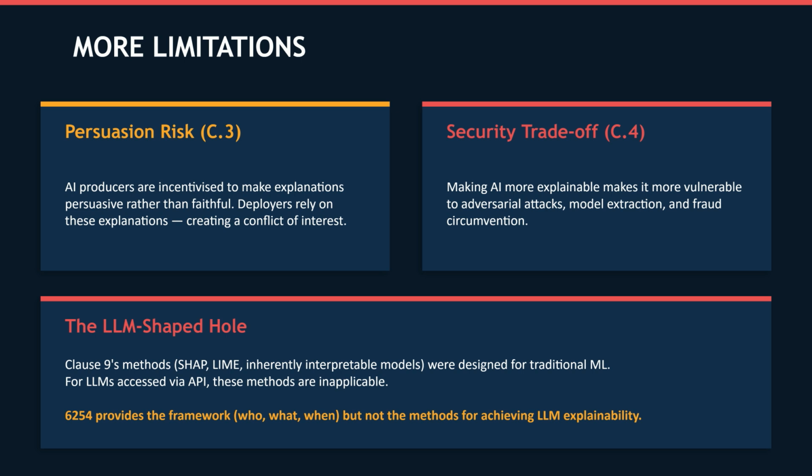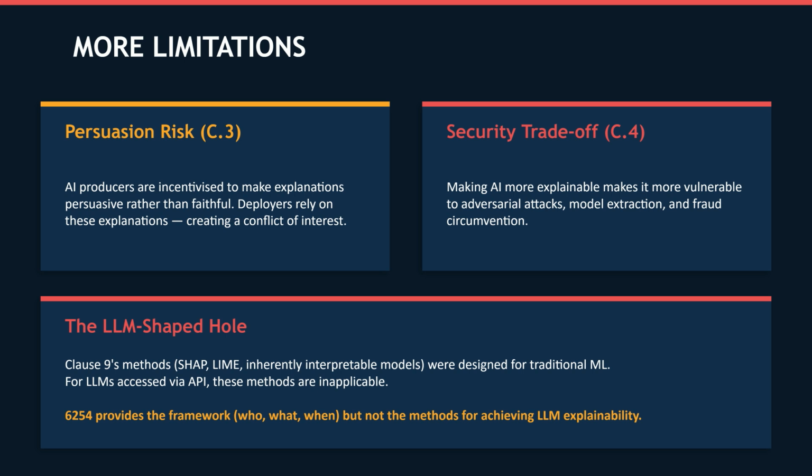Second, the security trade-off from Annex C.4. Making AI more explainable can make it more vulnerable. Detailed explanations give adversaries information for adversarial attacks, model extraction, or circumventing fraud detection. Regulators want maximum explainability. Security teams want minimum disclosure. And the standard flags this tension but doesn't resolve it.